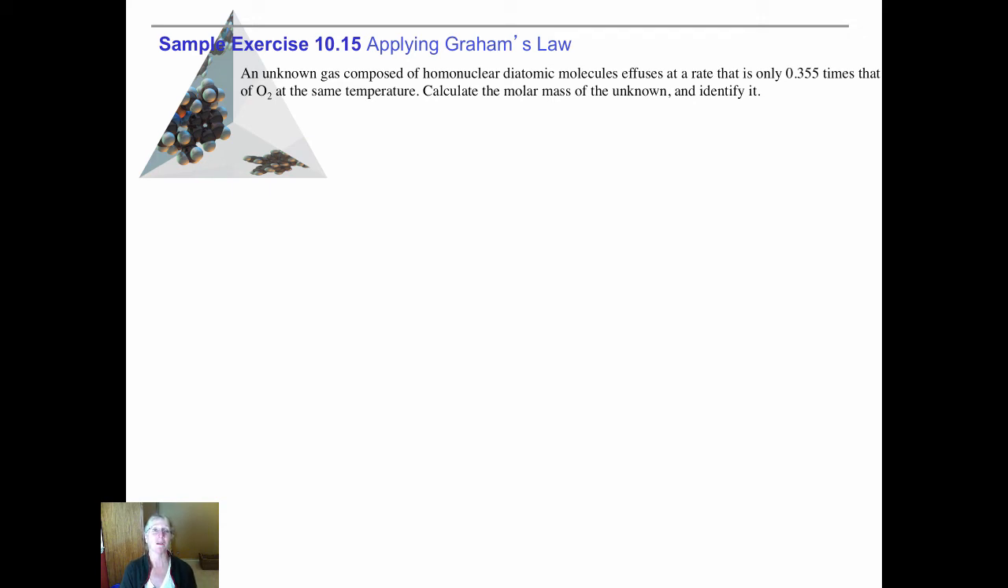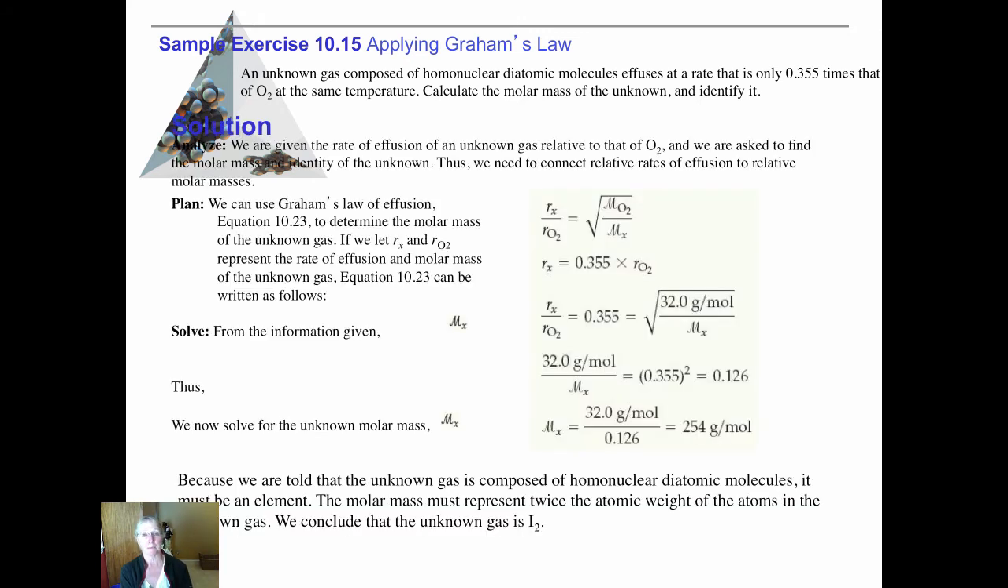What we want to do is calculate the molar mass of that unknown and then identify it since we know it's a diatomic molecule. So I pull out my Graham's law equation. Let's decode it. They decided to let the unknown gas be identified as X. So you could have this set up with X over O2 or O2 over X. Just don't forget that it's the square root of the inverse of the molar masses. So don't get those two mixed up. That's the most common mistake.